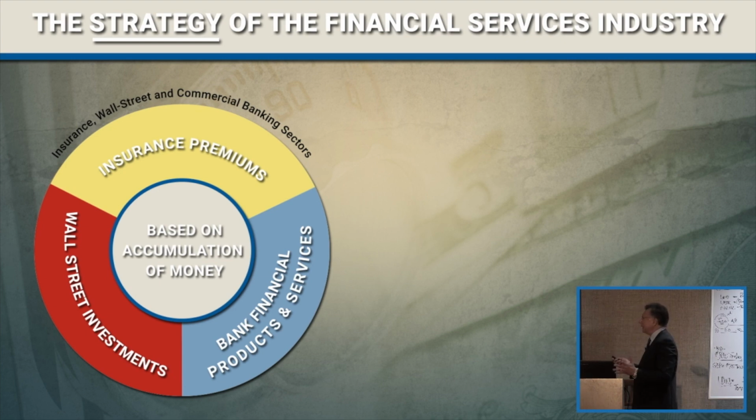But predominantly, insurance companies want you to give them your premium payments. In Wall Street investments, they want your money in these investment accounts, and commercial banks want you to put your money into their coffers, and it's all about accumulating money. There's an enormous amount of money just sitting in banks, and it's not earning anything, but a ton of money goes in there, okay?